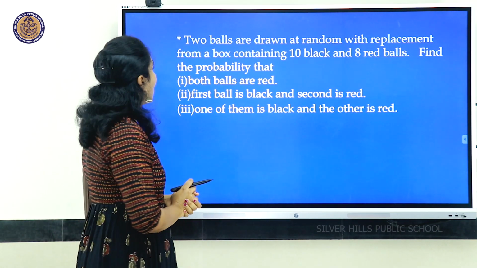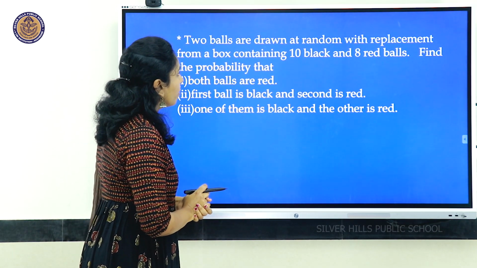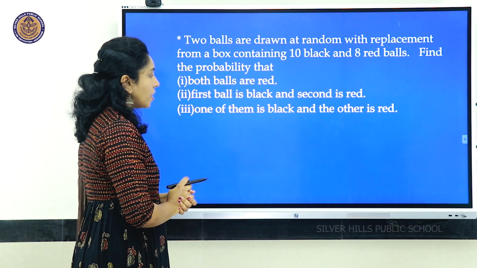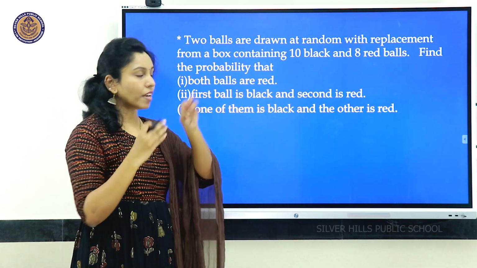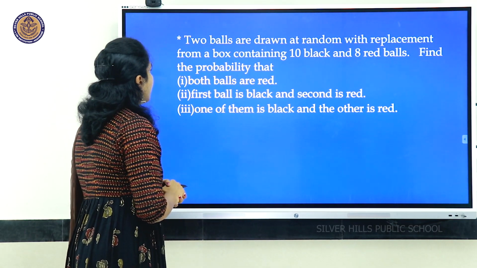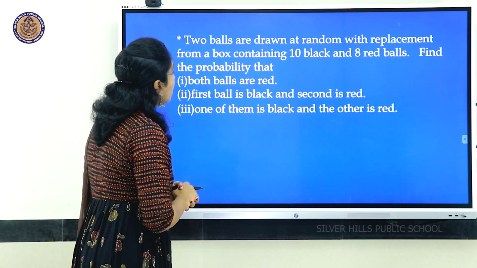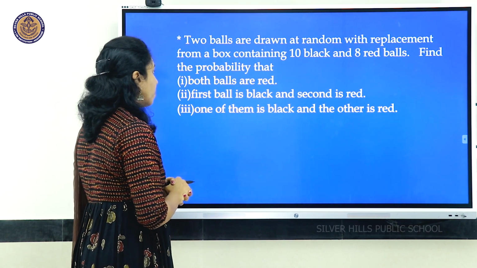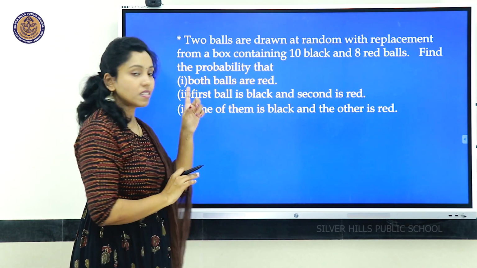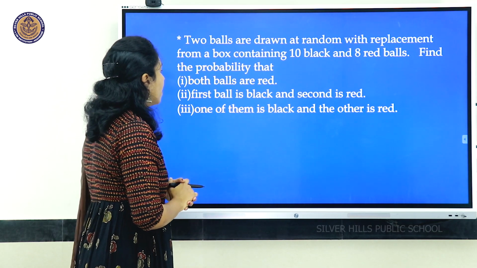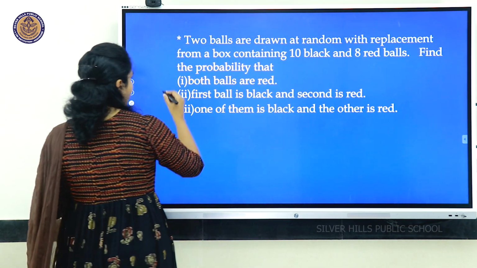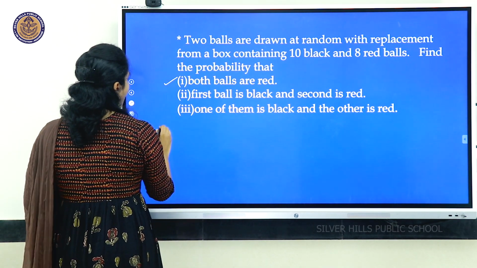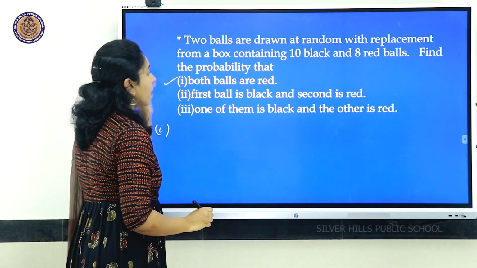Next question. 2 balls are drawn at random with replacement from a box containing 10 black and 8 red balls. It is with replacement. So, whatever you take, you keep it back. Find the probability that first, both balls are red. Second, first ball is black, second is red. And the third, one of them is black and the other is red. So, let us do the first one. The first one is both balls are red.